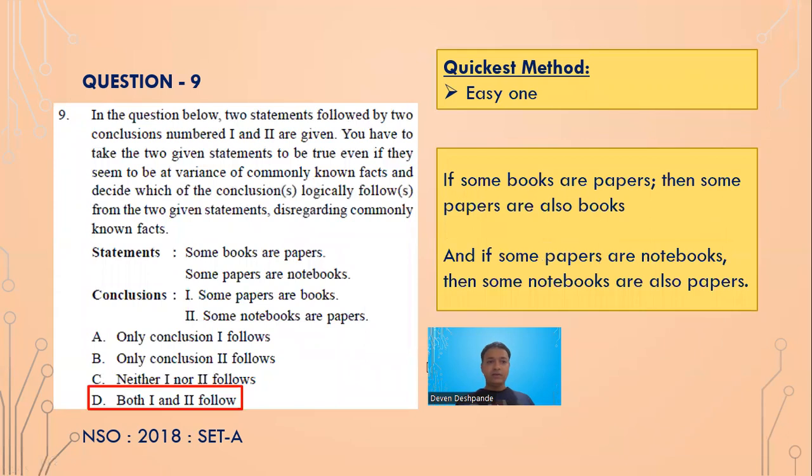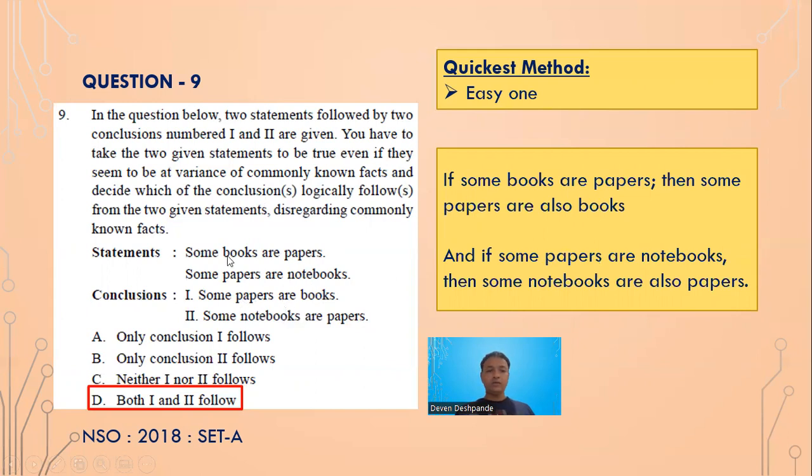Next one. In the question below, two statements followed by two conclusions, 1 and 2, are given. You have to take the two given statements to be true even if they seem to be at variance with commonly known facts and decide which of the following conclusions logically follows from the two given statements, disregarding commonly known facts. Some books are papers and some papers are notebooks. 1: Some papers are books. 2: Some notebooks are papers. Both 1 and 2 follow.